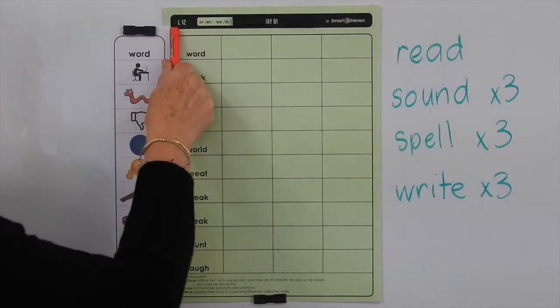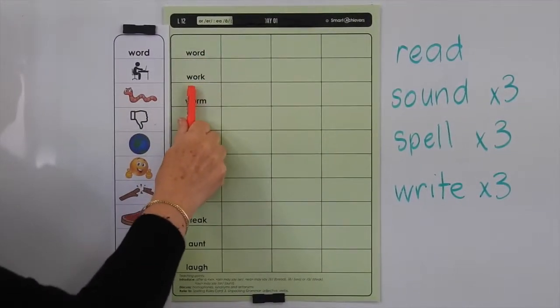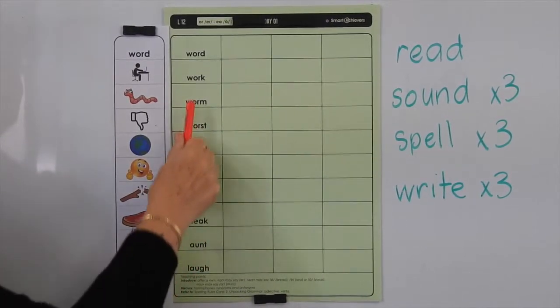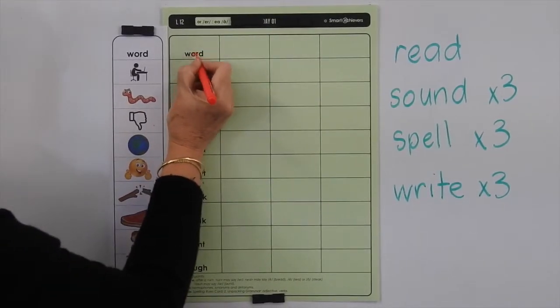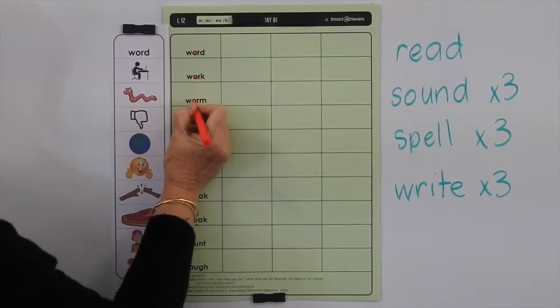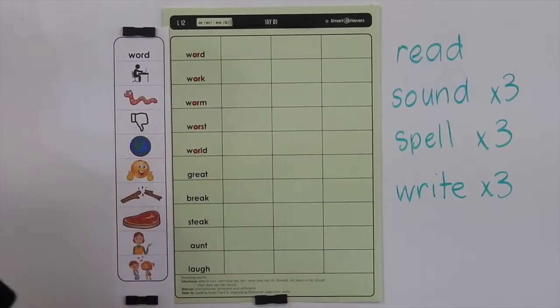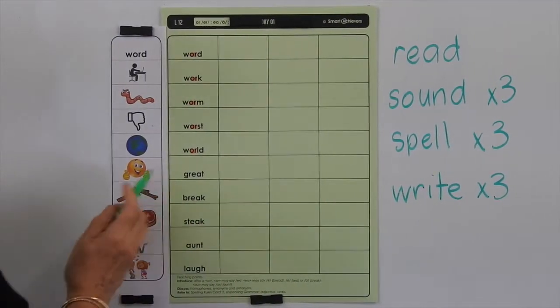This is level L, list 12, and we're doing the day 1 page, and our words are word, work, worm, worst, world. You can hear in those words we've got the sound, but we're using the OR to make the sound in these words. So let's colour them in with one colour highlighter.